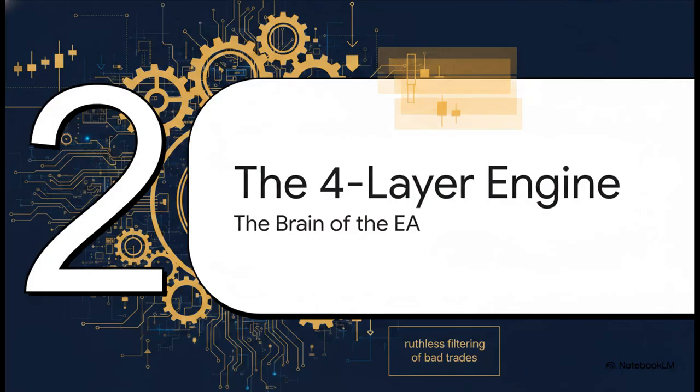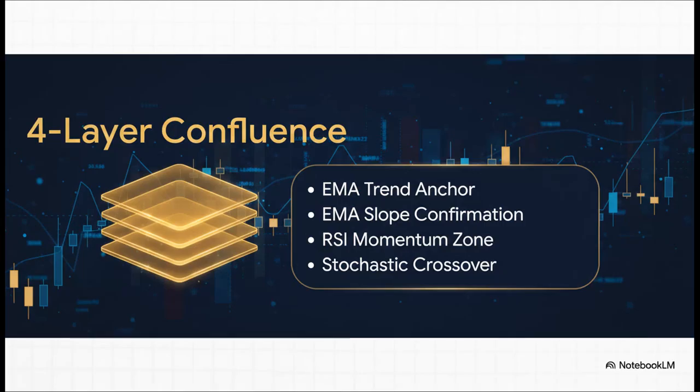Moving on to Section 2, the 4-layer engine, the brain of the EA. Let's pop the hood and see exactly how this system ruthlessly filters out the bad trades. So, the source data shows us that this EA actually trades less but better, and it does this by demanding strict confluence across 4 independent layers all at the same time. We've got the EMA trend anchor, the EMA slope confirmation, the RSI Momentum zone, and the Stochastic crossover trigger. If all 4 don't scream go, absolutely nothing happens.